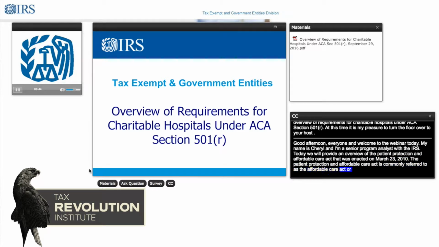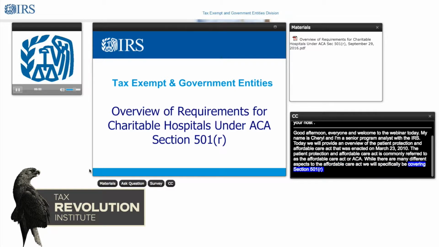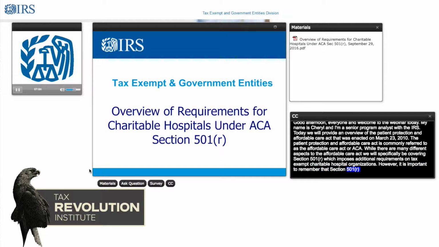While there are many different aspects to the Affordable Care Act, we will specifically be covering Section 501R, which imposes additional requirements on tax-exempt charitable hospital organizations. However, it is important to remember that Section 501R does not affect the general requirements for tax exemption that charitable hospitals are required to meet under Section 501c3 and Rev. Ruling 69-545. Section 501R1 imposes 4 additional requirements that hospital organizations must satisfy to be described in Section 501c3.